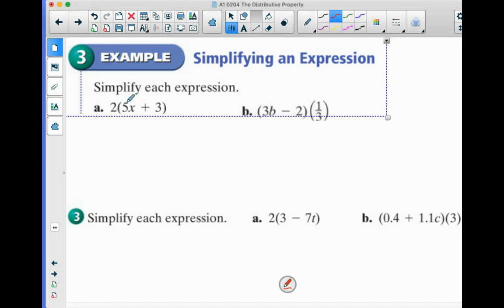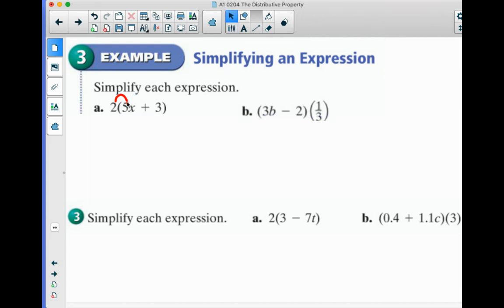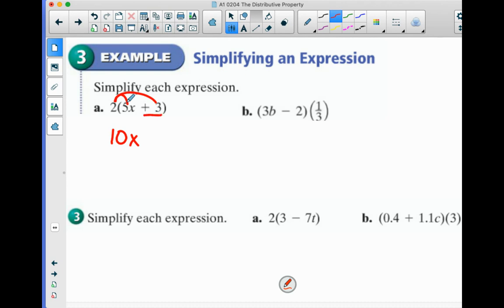When you do 2 times 5x, it's really just the same as doing 2 times 5. And what is 2 times 5? 10. So this would just be 10x. And then we have 2 times positive 3. You have positive times positive is positive. 2 times 3 is 6.